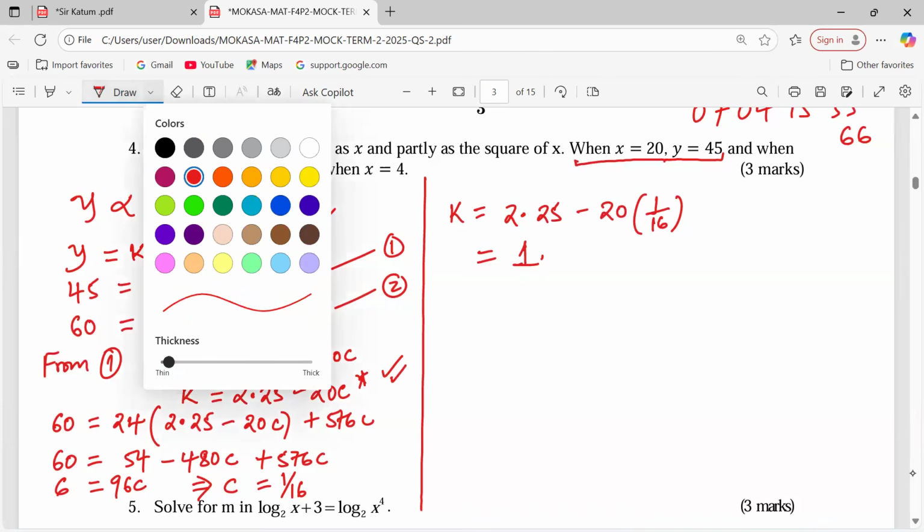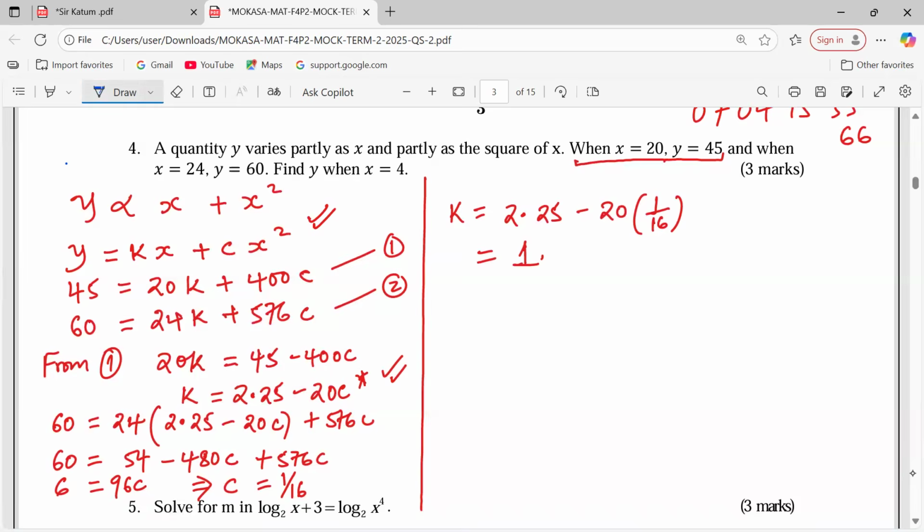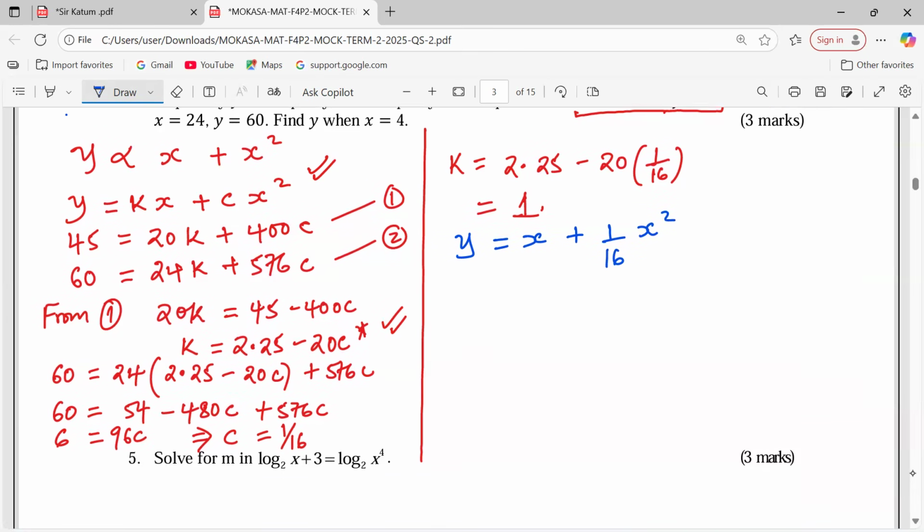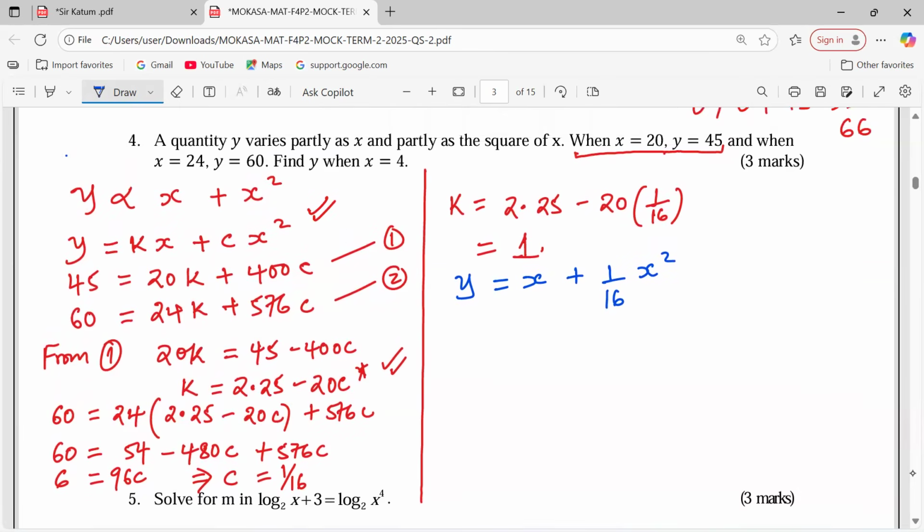So now we can have a specific equation, which is having known constants, such as y equals the value of K, which is 1, times x, plus the value of C, which is 1 over 16, multiplied by x squared. This is now the specific equation connecting y and x. With that, now we can find y when x is 4.